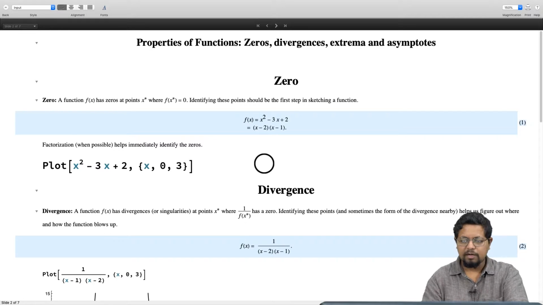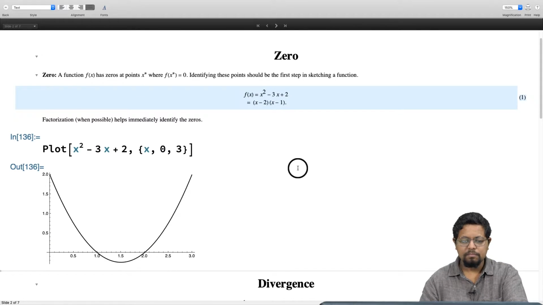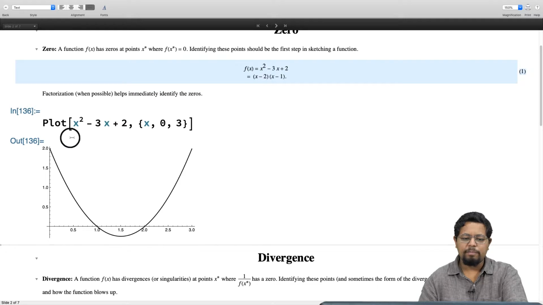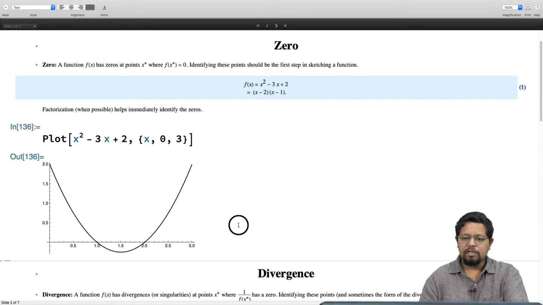Let's go ahead and plot it and verify that. You can see that when I make a plot of x square minus 3x plus 2, this function, a parabola, crosses the x-axis at 1 and 2. That is where the function vanishes and coincides with the x-axis. Zeros are important for many things.